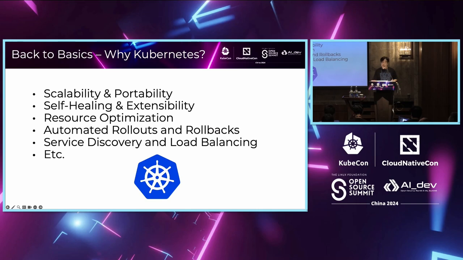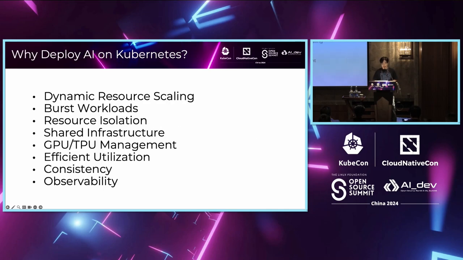This lets us focus only on development, not thinking about the environments. And automated rollouts and rollbacks give us effective DevOps CI/CD pipelines. Just one command is enough for rollout and rollback. And service discovery, by using the Kubernetes internal DNS, and external DNS via load balancers provided by the CSPs, et cetera. These are the major reasons why we are using Kubernetes.